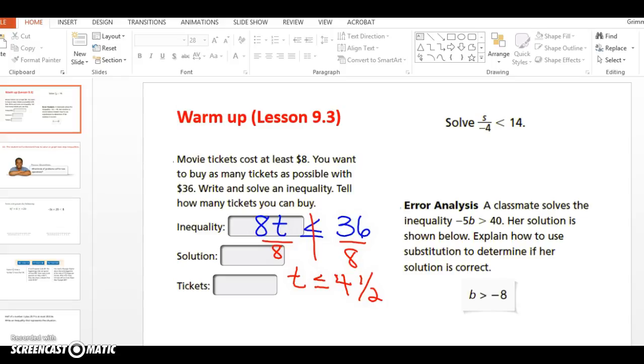All right. Oh, and it even says that. So how many tickets could you buy here? 4 or less. That's it. Except I think it said you wanted to buy as many as possible. So you want to buy 4. All right. Next one. Solve this one.